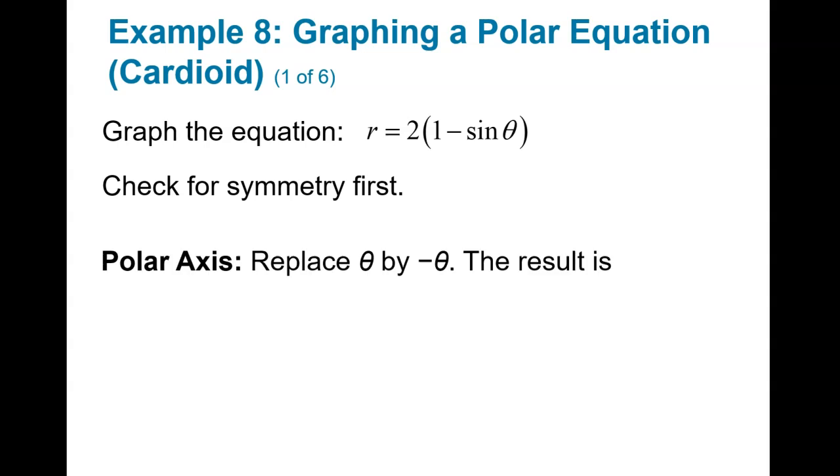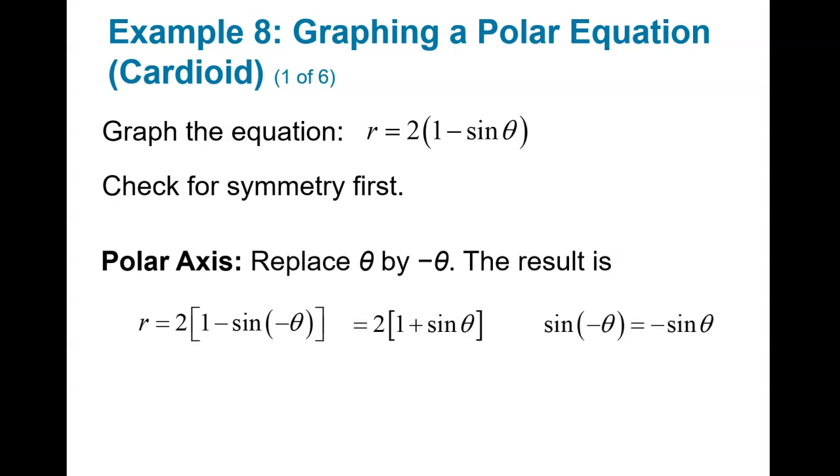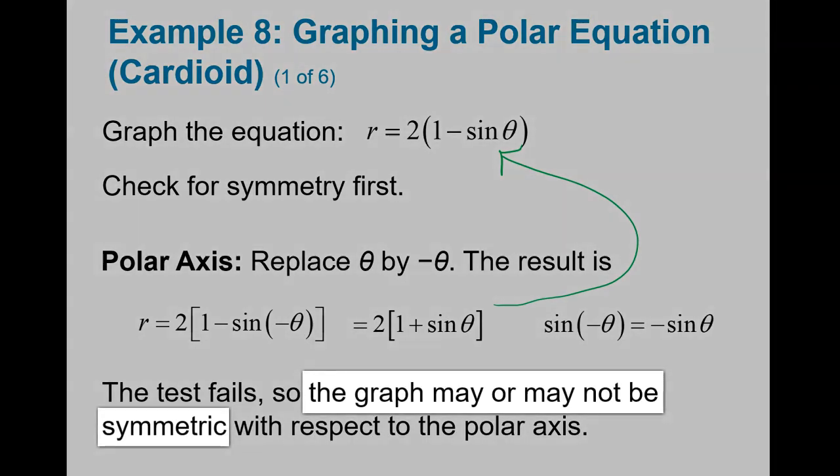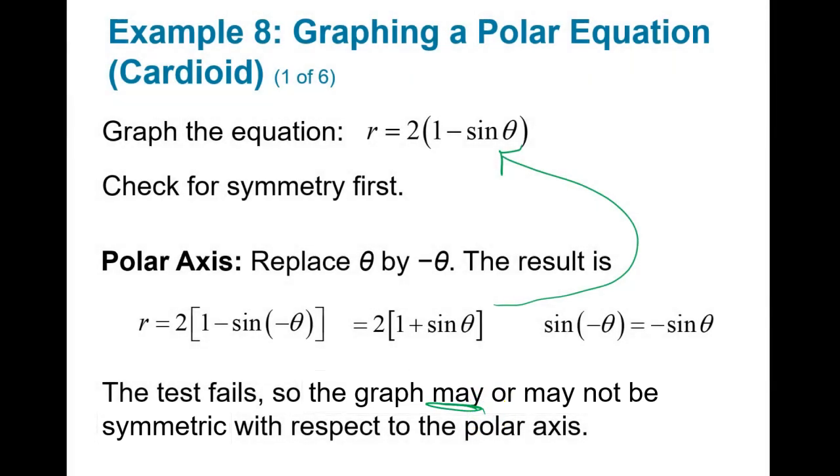So the symmetry checks, we replace theta with negative theta. The sine of negative theta is the opposite of the sine of theta, so instead of a 1 minus sine, we end up with a 1 plus sine inside of that bracket, and that's not what we started with. When it's not what we started with, that doesn't mean it doesn't have that symmetry. That's kind of a weird thing to say, but these are checks for the symmetry. If we do get back to what we started with, it does have that symmetry. But if we don't get back to what we started with, it may or may not. It still may have the symmetry.